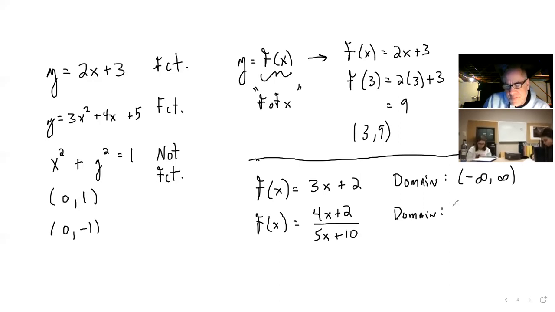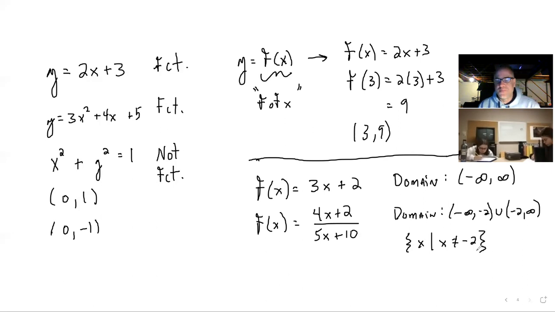Interval notation is a little cumbersome. You have to say negative infinity up to -2, and I put a parenthesis because that means I'm not including -2, union with -2 to infinity. Now you will sometimes see set builder notation used here, and it's actually a little simpler. It would look like this: x such that x does not equal -2.